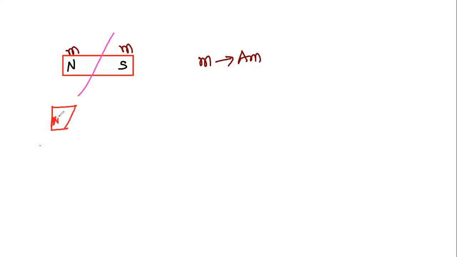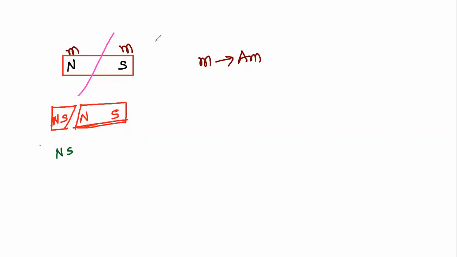So this is the North Pole, South Pole, and this is South Pole, North Pole and South Pole. Like if I cut pieces and pieces and pieces, then also it will have North and South Poles. Monopoles, separate North and separate South Poles, won't exist, right? So the length of the magnet we have discussed.